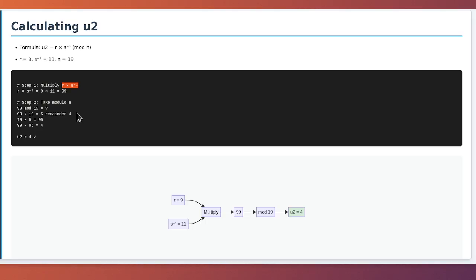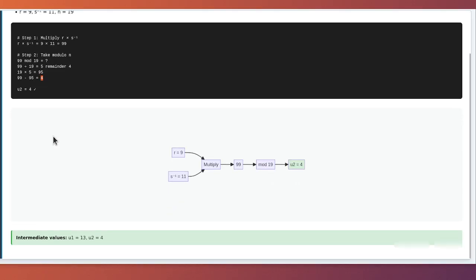To find 99 modulo 19, we divide 99 by 19. Dividing 99 by 19 gives us 5 with a remainder. Let us calculate the exact remainder. 19 times 5 equals 95, and 99 minus 95 equals 4. So 99 modulo 19 equals 4. Therefore, U2 equals 4. This is the second intermediate value we need.